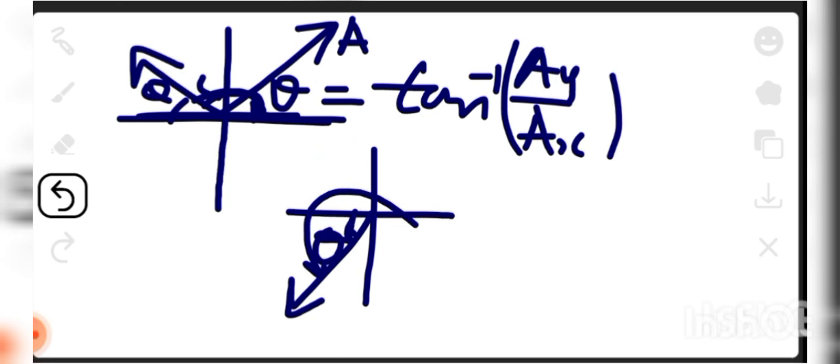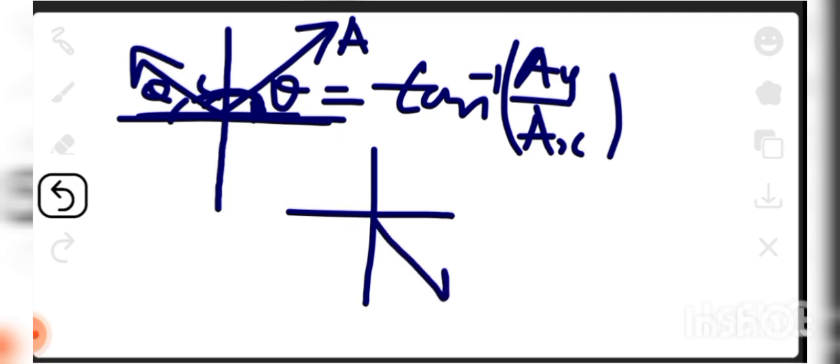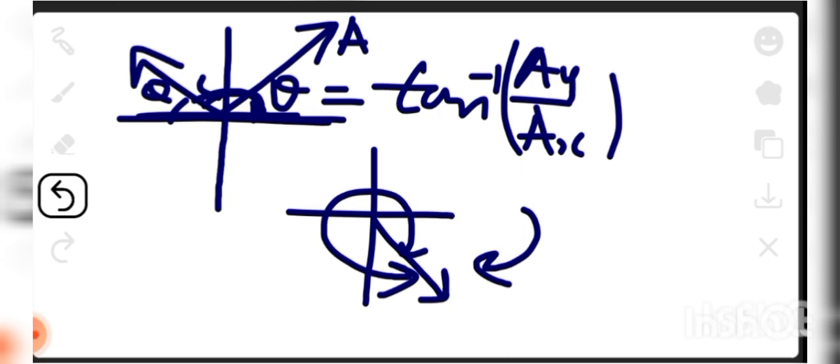Then what about if the vector is not here? You can either get it this way or you get it this way. That's what I'll tell you just now. We have clockwise and anti-clockwise. So if you get this particular one, it's not the same thing as this. That's one thing you should take note of.